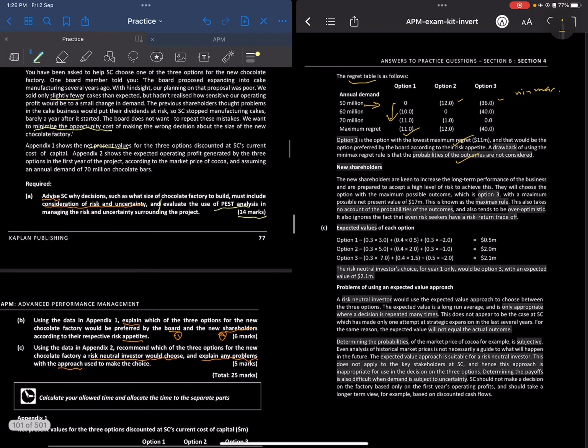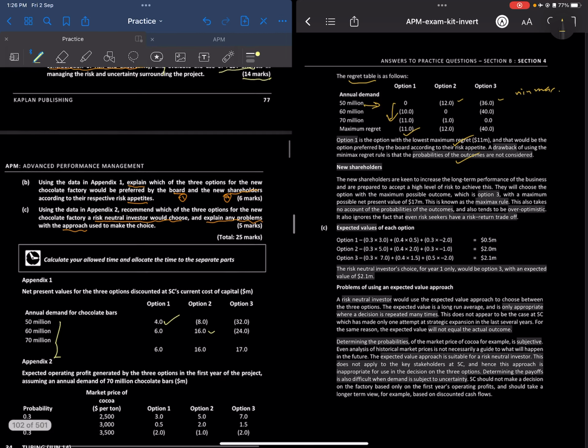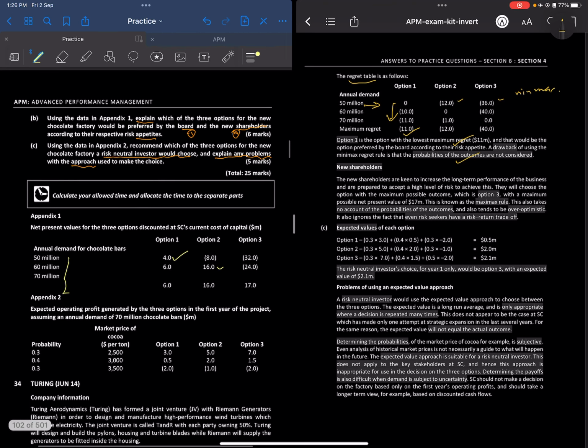The keyword over here is minimize the opportunity cost. Okay, that's it. So that's what we are doing exactly, right? So the opportunity cost over here is 4 million, right? And in this case it's 16, in this case it's 16. Okay, no, in this case it's 17 maximum.